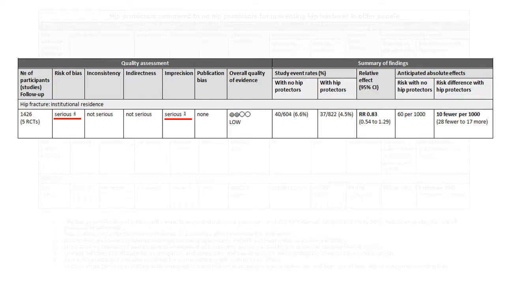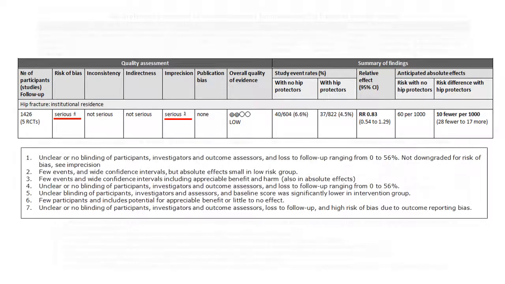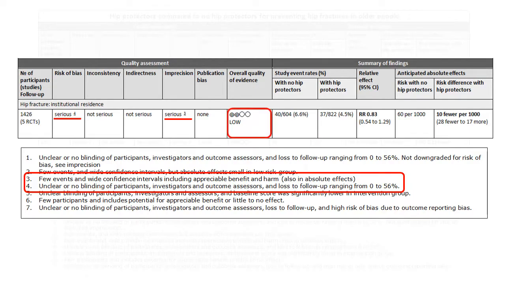We will not go into the specific details of how to rate the quality of evidence in this video, but note in this example that there was a serious concern about the risk of bias in the trials, as well as imprecision in the effect estimate. Looking down at the footnotes, we see that there was a lack of blinding of participants, investigators, and outcome assessors, and large loss to follow-up across the trials. There were also few events and wide confidence intervals that included both harm and benefit. For these two reasons, the overall quality of the evidence for the hip fracture outcome was downgraded by 2 levels from high to low.